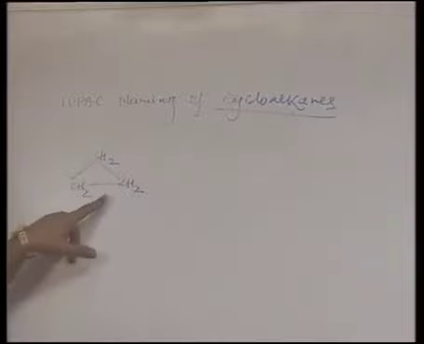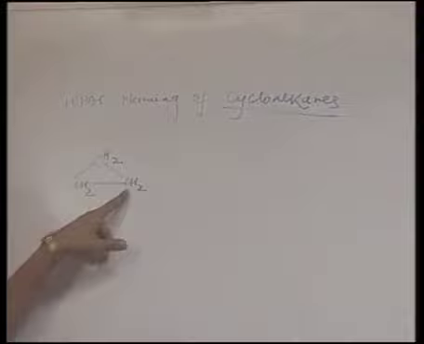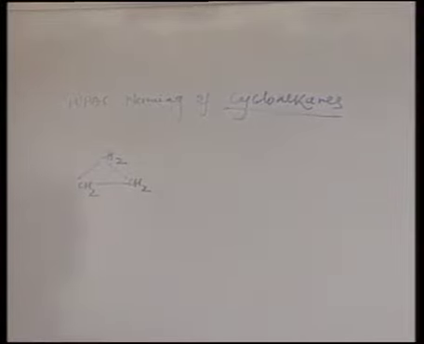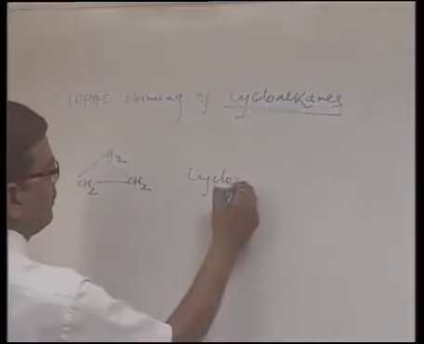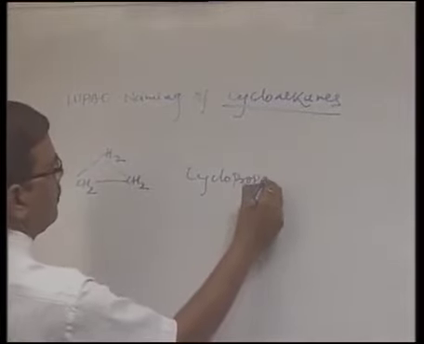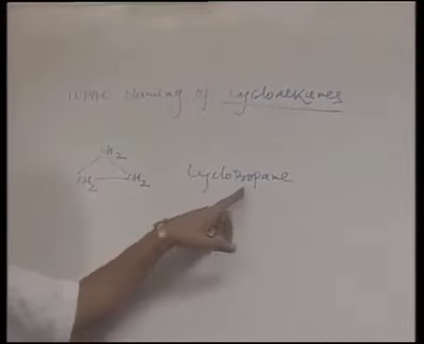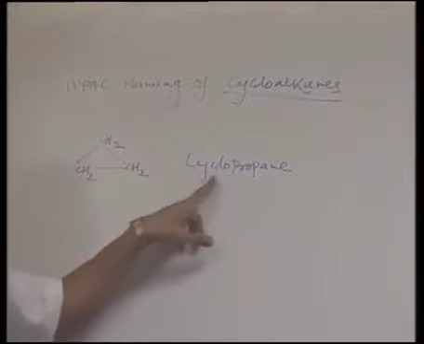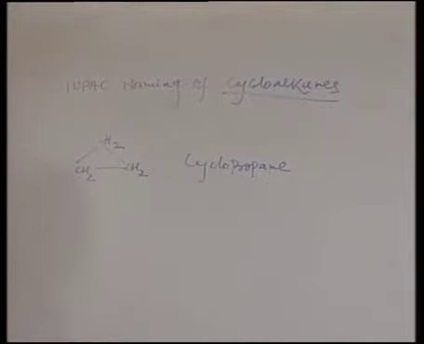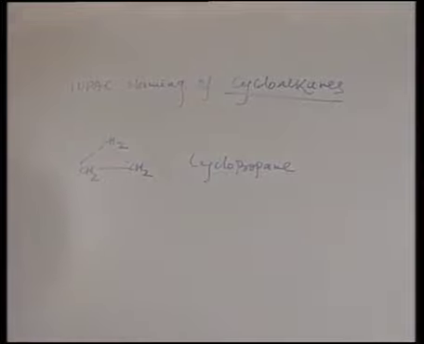this compound will be cyclo, and the number of carbon atoms is 3, so the name will be cyclopropane. It means this compound has 3 carbons and it has a cyclic structure, that is why the name given is cyclopropane. You can just remember, we can write a line diagram for this compound like this.